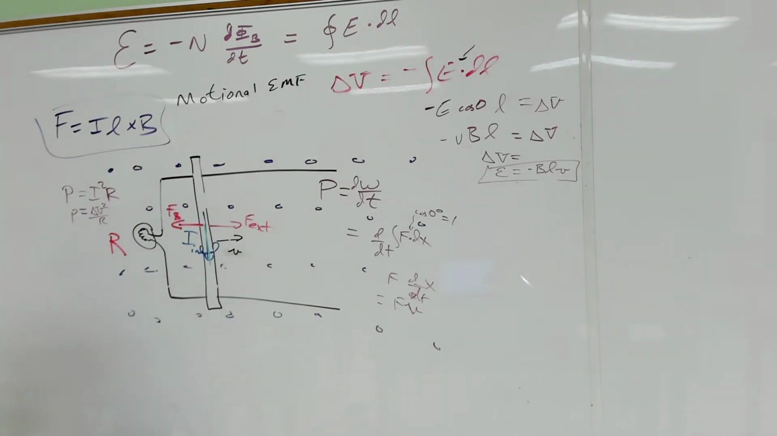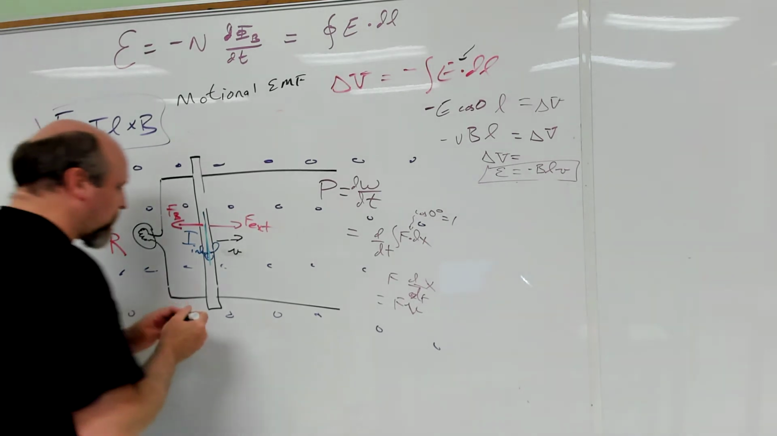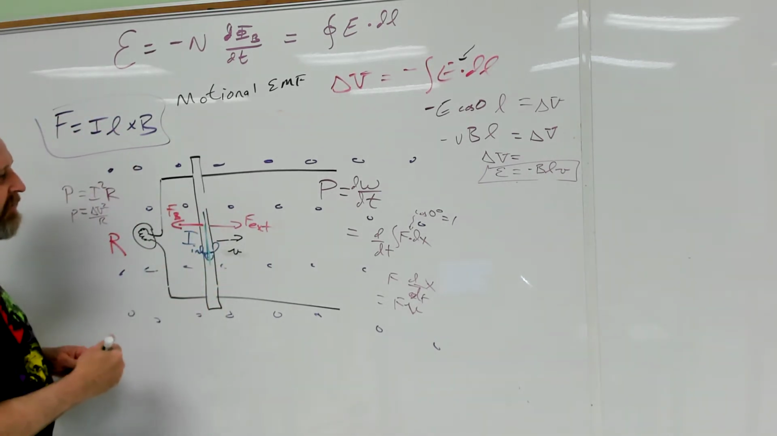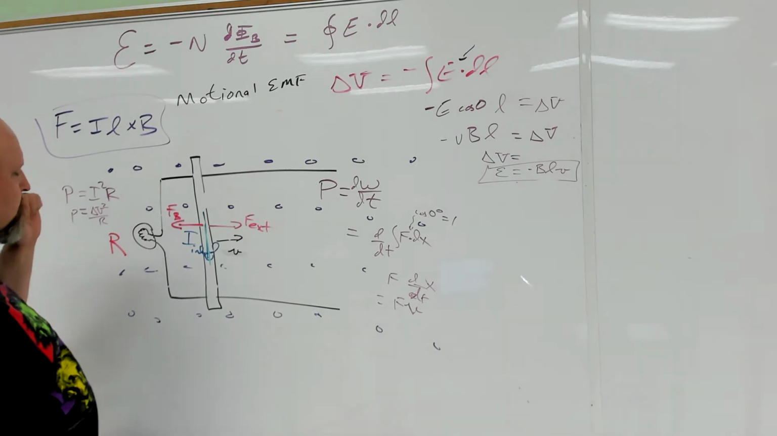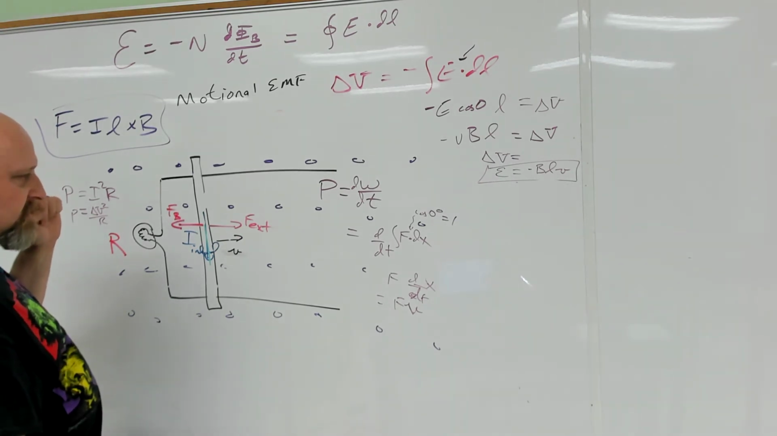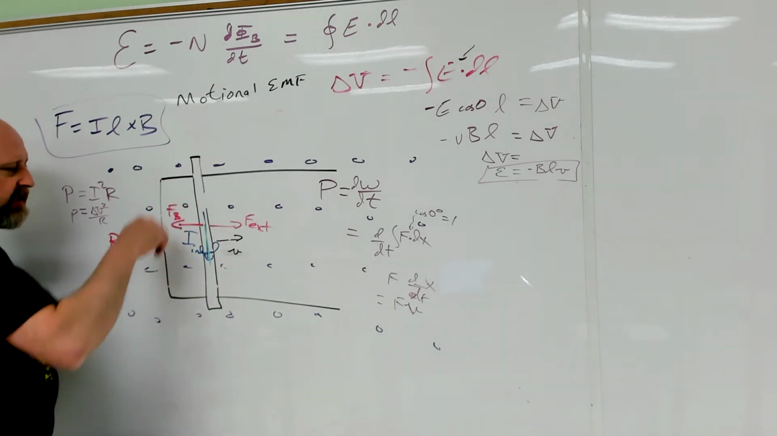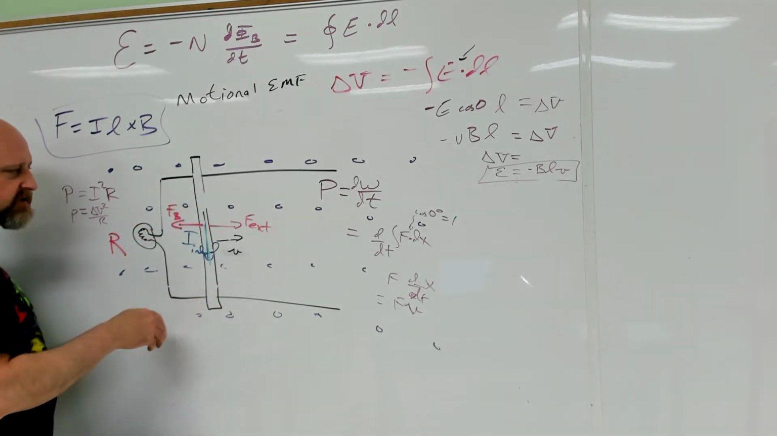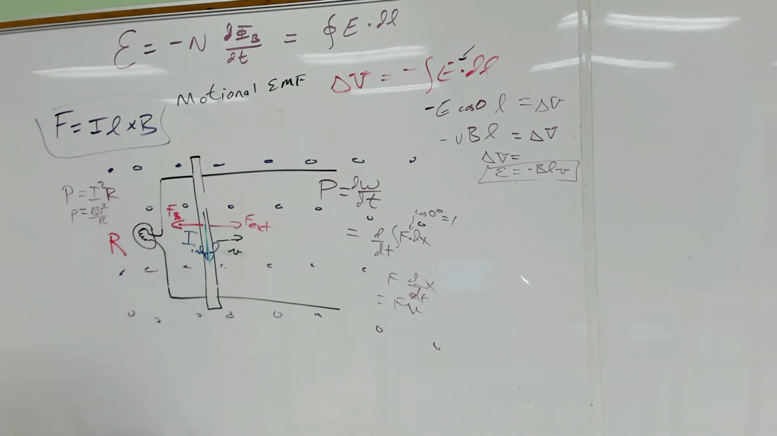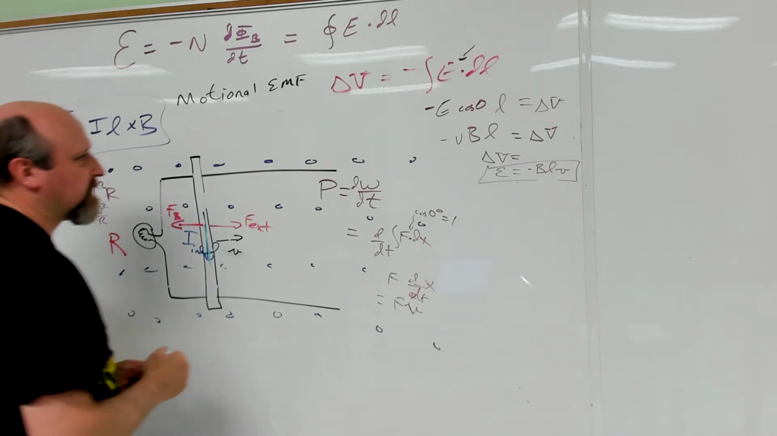Well, we already figured, oh yeah, so I have to figure it out the hard way here. Okay, so that's going that way. Now I need the force on that current, right? The current's going down across field lines. Okay, got it.